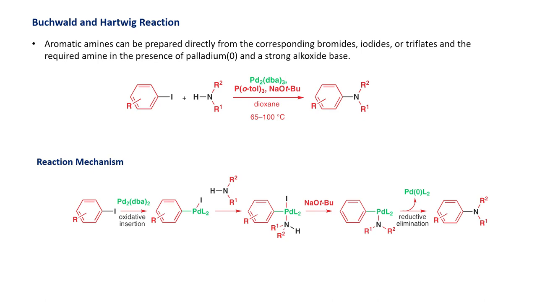Next reaction is Buchwald-Hartwig reaction. Buchwald-Hartwig reaction is used for amination of aryl halide, vinyl halide. In Buchwald-Hartwig you use aryl halide and treat with any amine-containing compound like aniline, or you can use cyclic amine, or you can use alkyl amine.